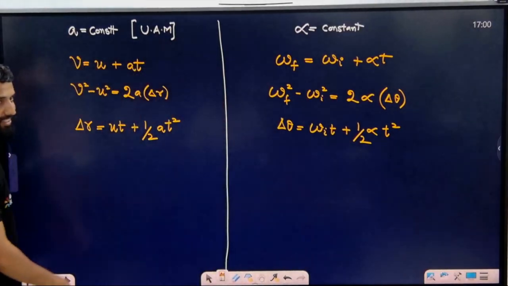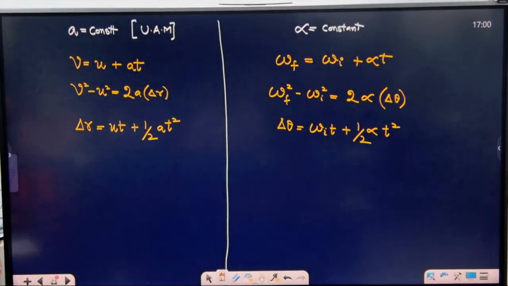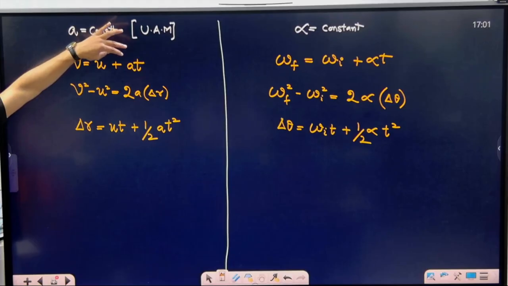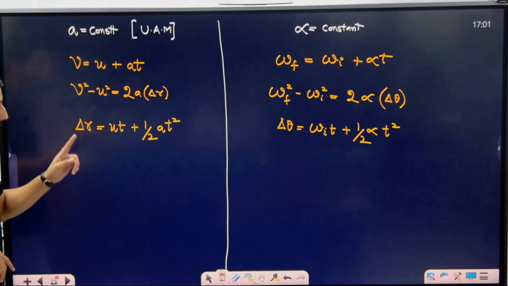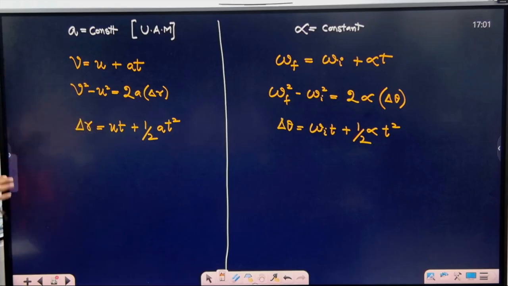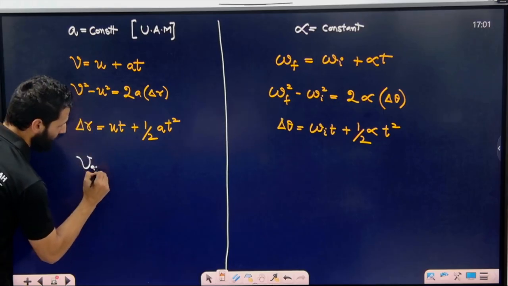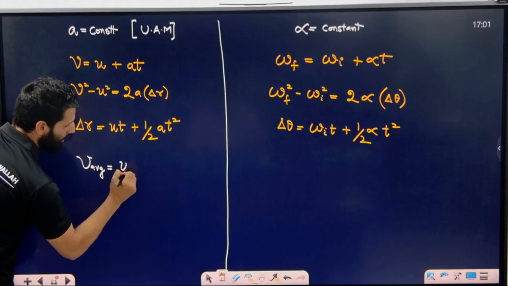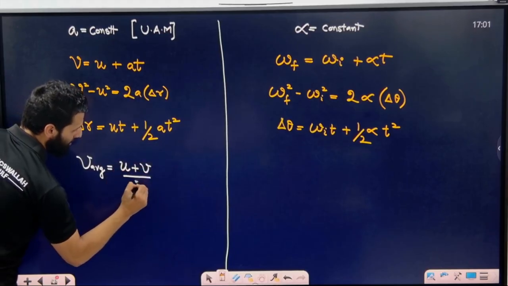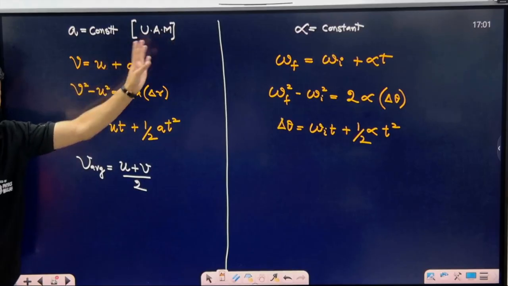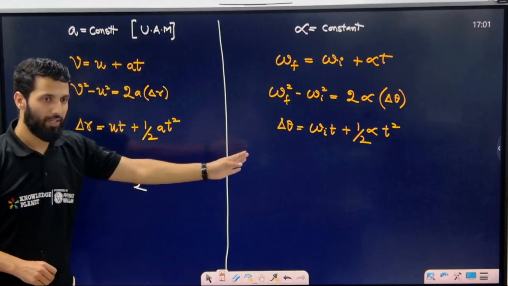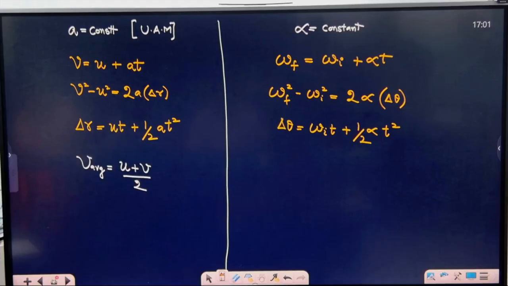Yes. If you have to find average velocity somewhere, they have given initial velocity and final velocity, in the case of only uniformly accelerated motion, and they ask you average velocity, this is important. From these equations we get one more equation to find average velocity: initial velocity plus final velocity divided by 2. But we should use this only in uniformly accelerated motion.